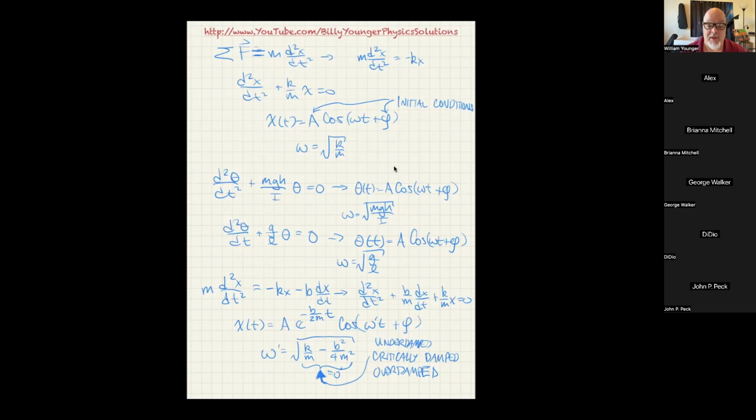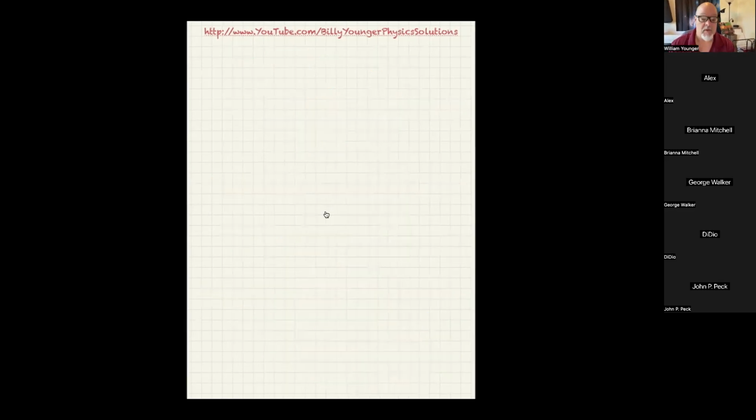I'm going to show you an example of that, and the example is more or less the same as the one in the textbook. So let me turn to that real quick. Okay. So I'm going to turn to an example. And the example is a simple pendulum that has a length.